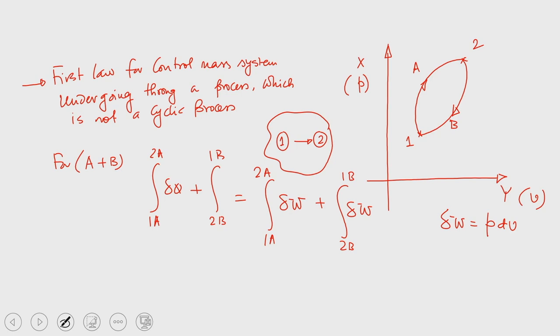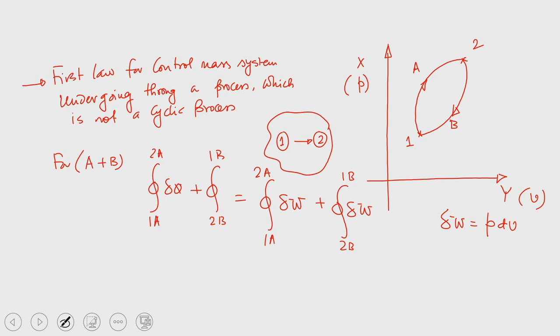Though the process is taking place between these two state points, they are coming back following different paths. So this is a path function. Also, since these are path functions, it is better to write the contour integral. So we are writing like this. This is not a cyclic process, but since work and heat are path functions, it is better to write in the form of a contour integral. Since we are trying to establish the first law applied to generic processes, not for cyclic processes, we are assuming this.